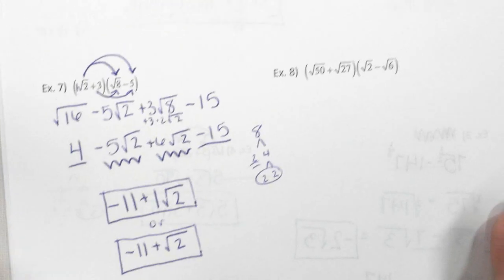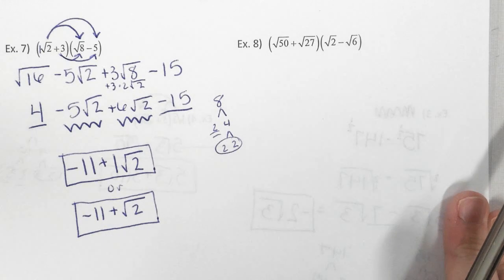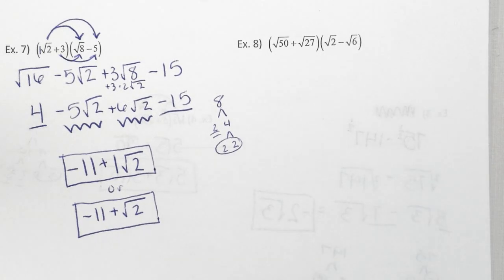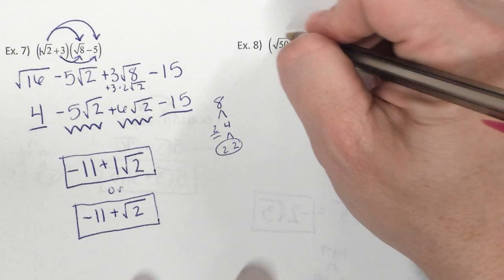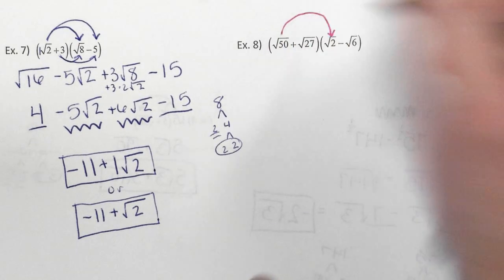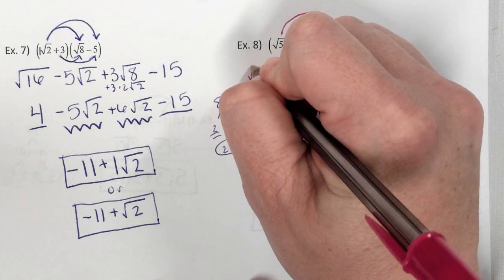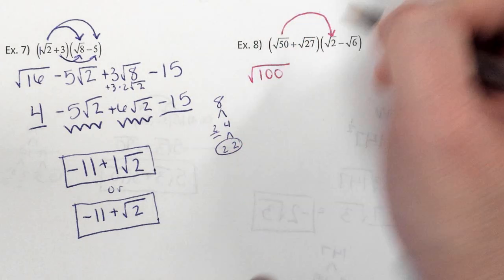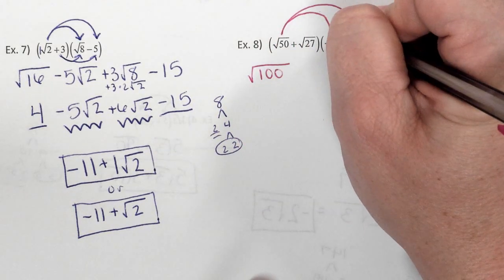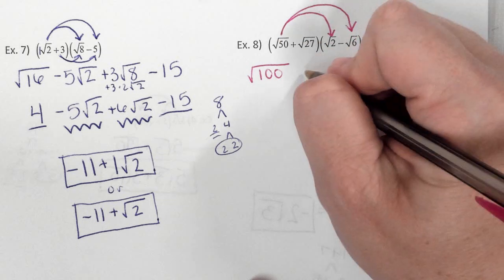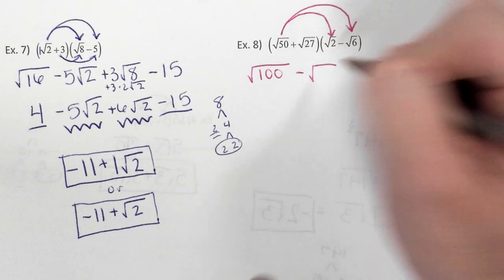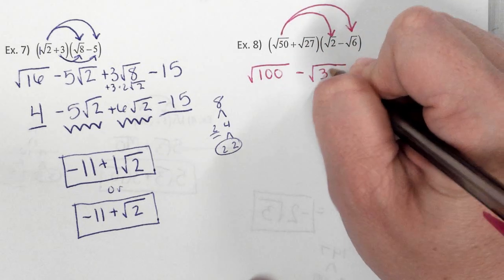So last one, example 8. And then you can work on your practice. So we are going to multiply. Everything's inside a house, so everything's going to be multiplied. So what's the square root of 50 times the square root of 2? Well, what's 50 times 2? 100. Square root of 50 times negative square root of 6. Well, positive times a negative is a negative. And 50 times 6 is 300.